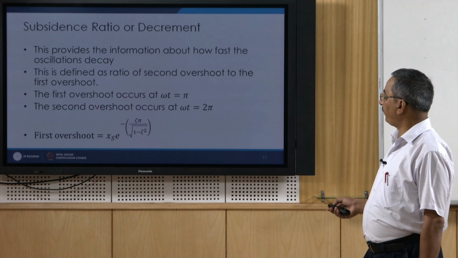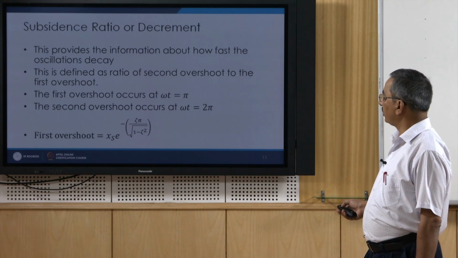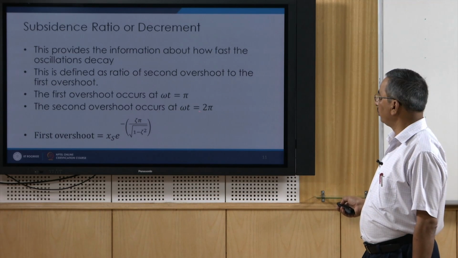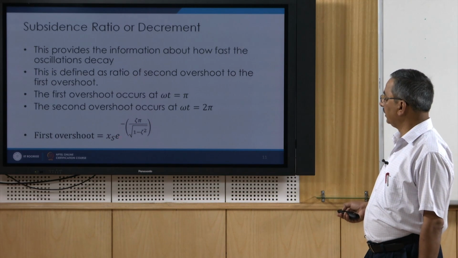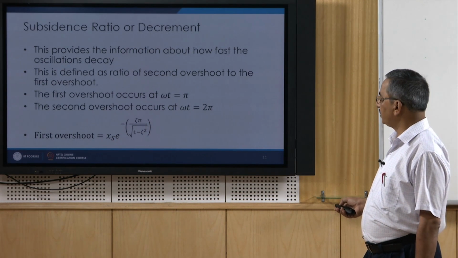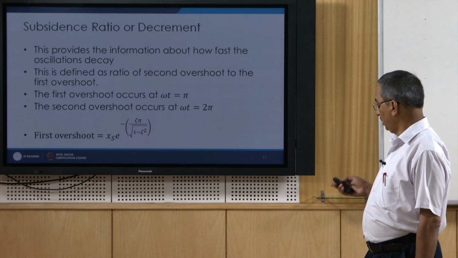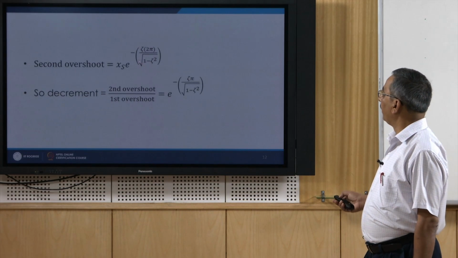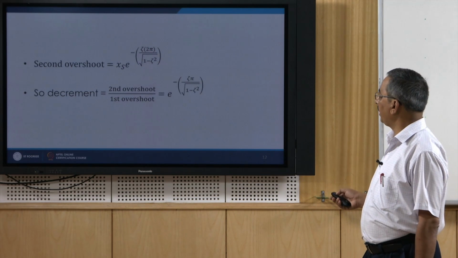Okay. So, the first overshoot occurs at omega t equal to pi, and the second overshoot occurs at omega t equal to 2 pi. So, for the first overshoot I can write this expression, which we have derived earlier. And for the second overshoot I can replace this pi value with 2 pi here.